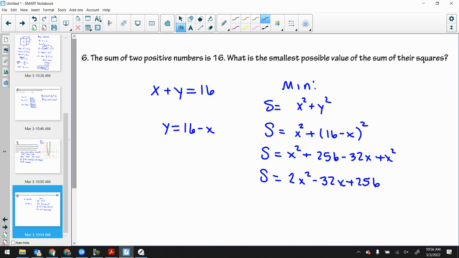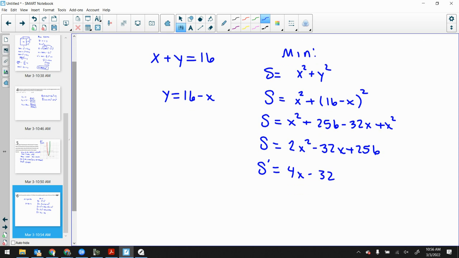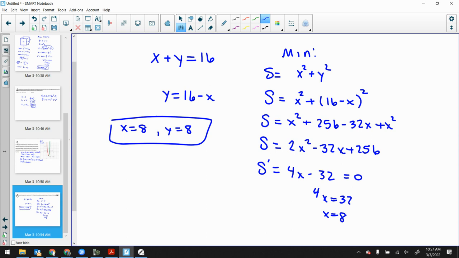And now we find the derivative of that. So my derivative, S prime, if you will, is 4x minus 32. Which is a nice and easy equation to find the zero of. Add the 32. So 4x is 32, so that means x is 8. And if x is 8, y is 8, because x plus y is equal to 16, right? So x equals 8, y equals 8, because y is just 16 minus 8.